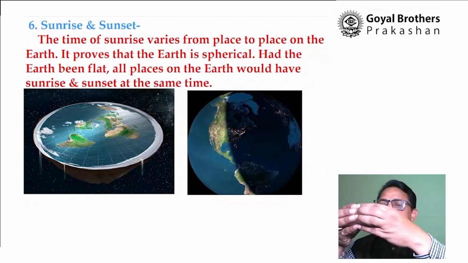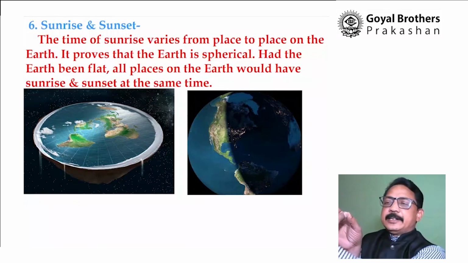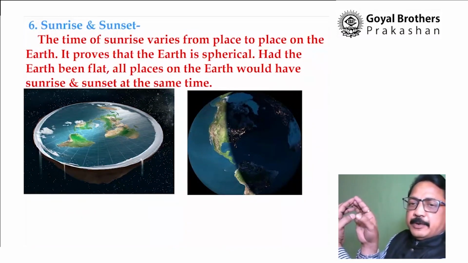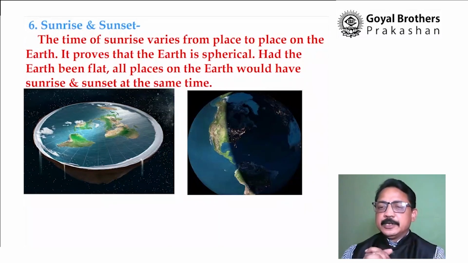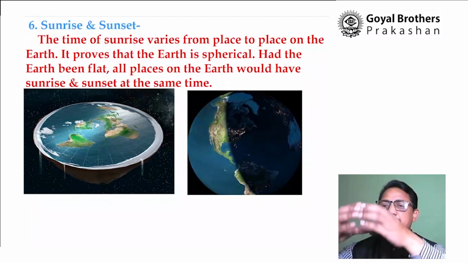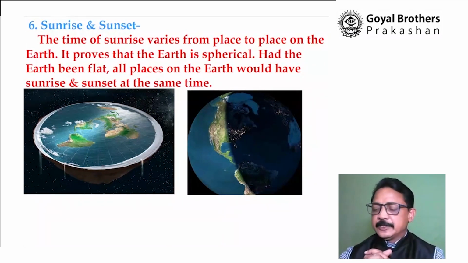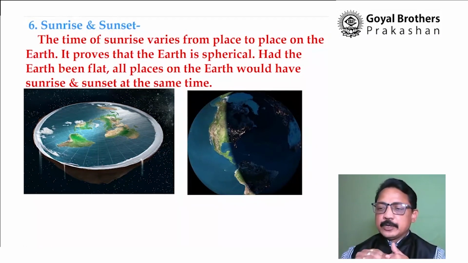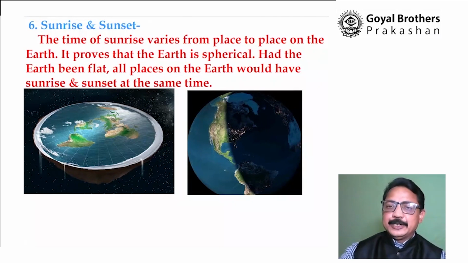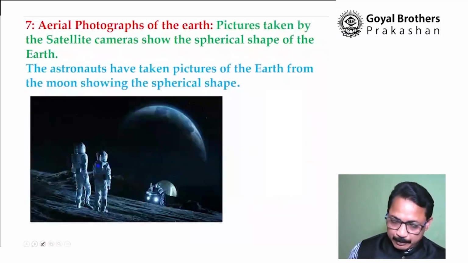But when the earth starts moving this way, okay, when my other fingers come in front of you, there will be the sunrise, and this part, because it is going behind, there will be sunset. So we have different times for sunrise and sunset because the earth is spherical in shape. The different timings for sunrise and sunset at different places on earth are an indication that our earth is really spherical in shape. Now let us look at the next example or next proof.